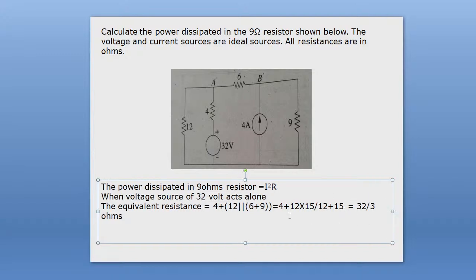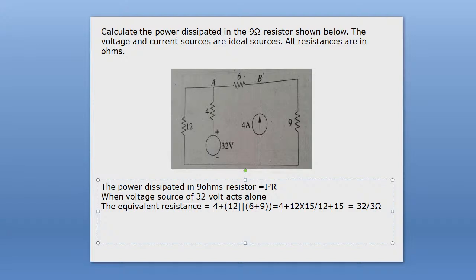(32 by 3 ohms). The expression, you just use a symbol. Then you calculate the value of current. Okay, the value of current. So we can write the value of current is how much? The value of current is how much?